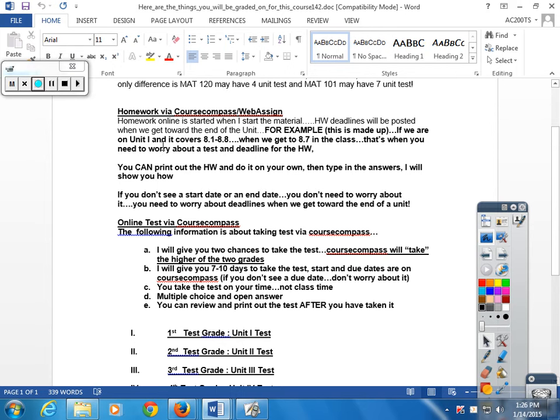If we are on Unit 1 and it covers 8.1 through 8.8, some of y'all are going like, I don't understand, forget it. When we get to 8.7 in the class, that's when you need to start worrying about a test and deadline on the homework. You can print out the homework and do it the conventional way. Do it, paper and pencil if you want to, and then type in the answers if you want to.